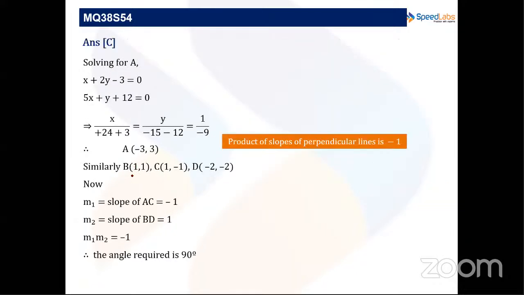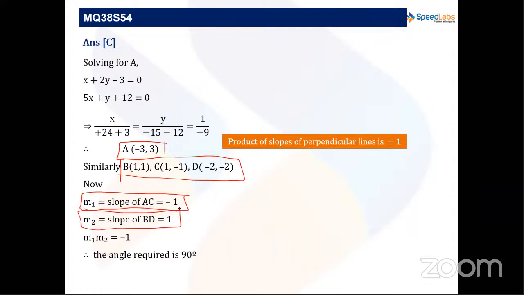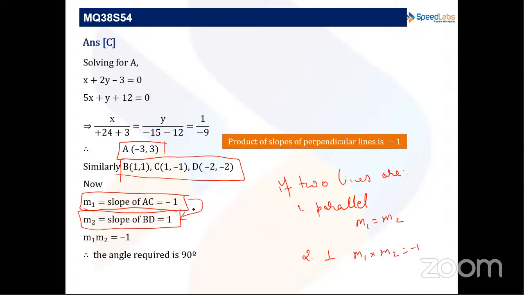So when you will solve, the points you will be getting here is A, B, C, and D. From this, slope of line AC is minus 1 and slope of line BD is 1. We already know that if two lines are, first case is parallel, then the slopes are equal. And secondly, perpendicular, then the product of slopes is minus 1. Here we can see this product comes out to be minus 1, so the two lines are perpendicular to each other.